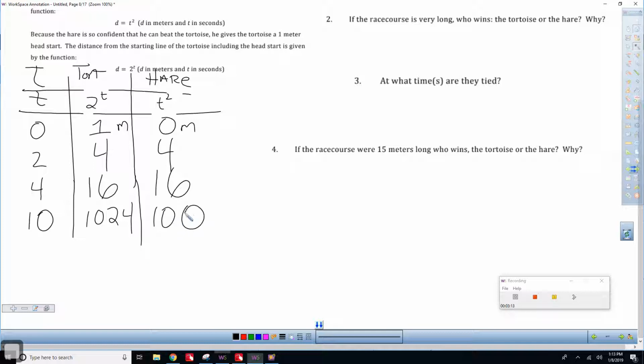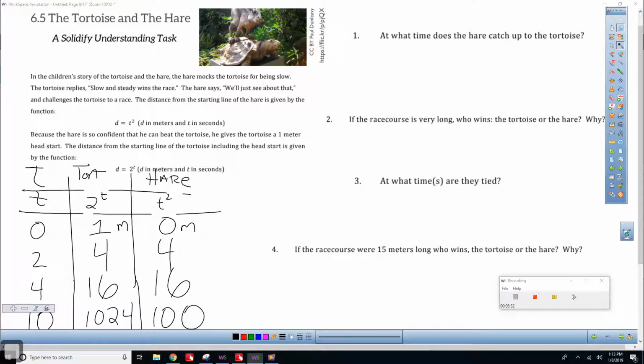So notice, remember when we said we want our money to grow like bunnies? This is exponential growth. This is quadratic growth. Look how much faster the exponential goes. Okay? Alright, so let's see if we can use those to answer our question, and then we're going to hit up Desmos. At what time does the hare catch up to the tortoise?